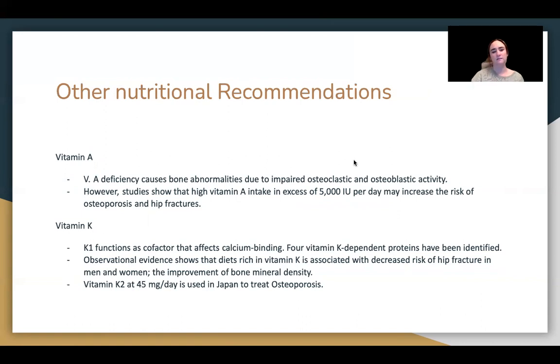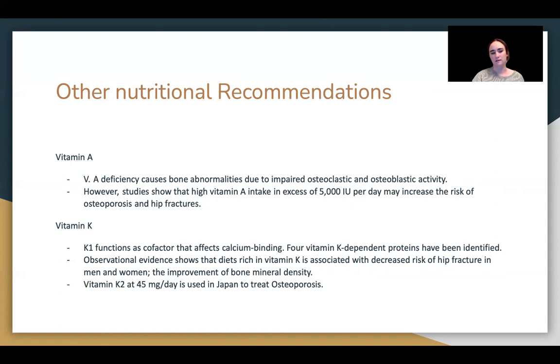Vitamin A. Vitamin A deficiency causes bone abnormalities due to impaired osteoclastic and osteoblastic activity, which are some words that are really good to know. And we'll kind of go into more detail later about that. However, studies show that high vitamin A intake in excess of 5,000 IU per day may increase the risk of osteoporosis and hip fractures.